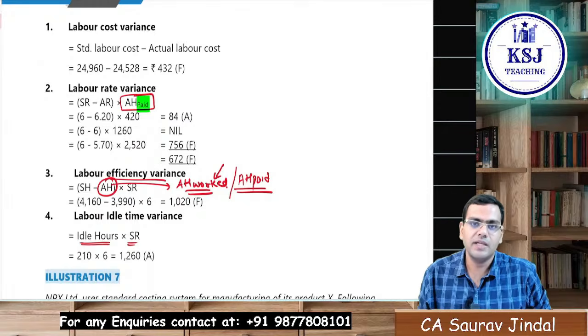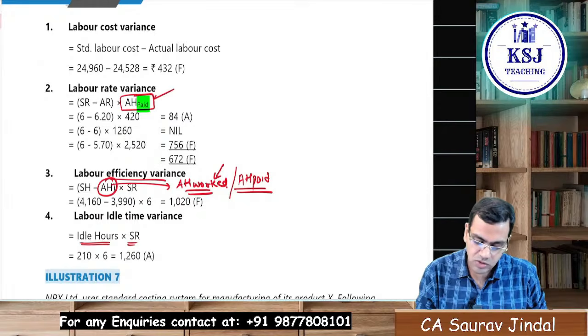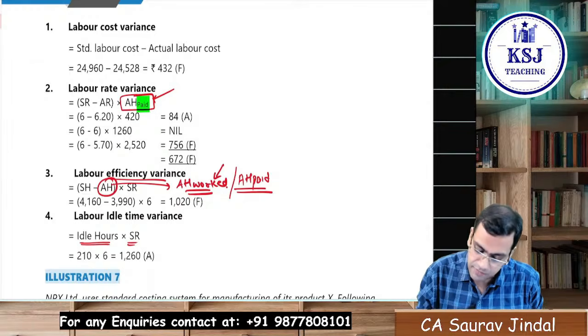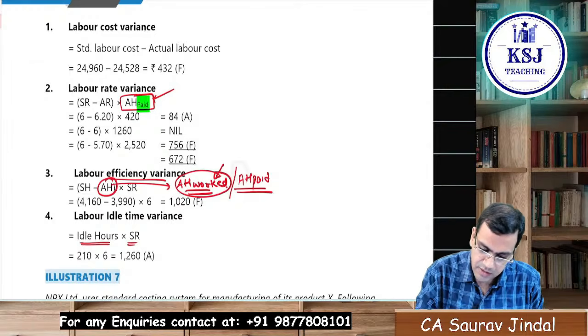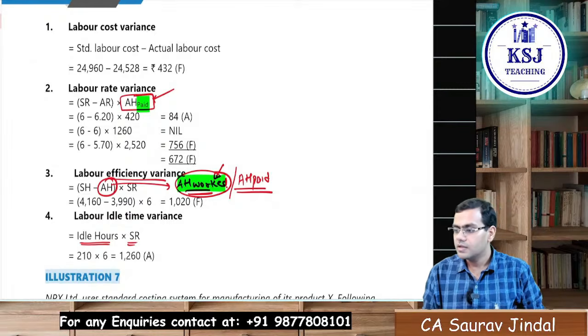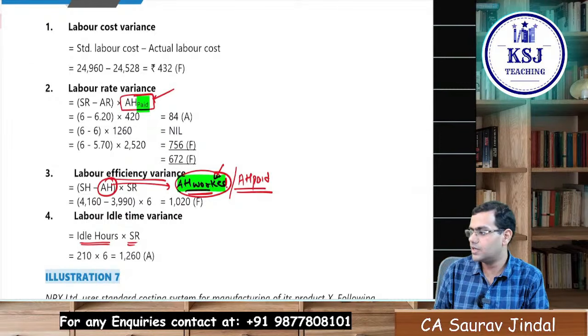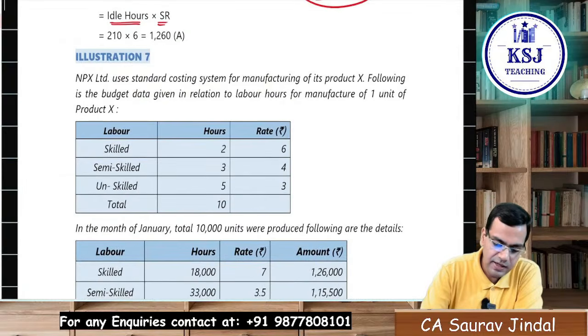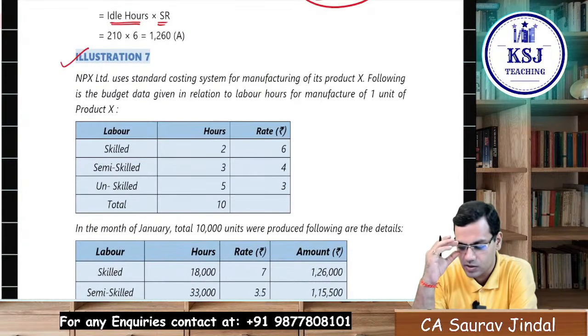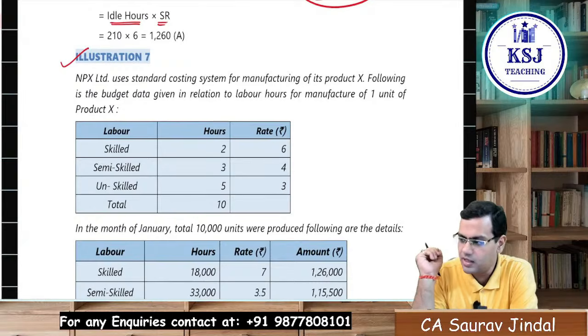While calculating the rate variance, you have to take actual hours paid, and while calculating the efficiency variance, you have to take actual hours worked. This is what you have to give preference to. Is that point clear? So with this, we are done with illustration number 6. Illustration number 7 is on labor variances only. 7 and 8 are on labor variances.